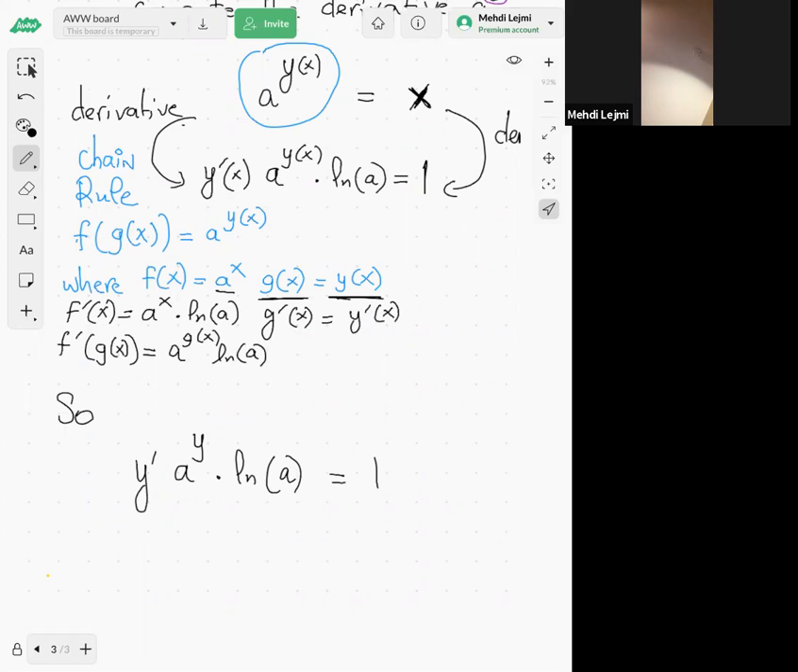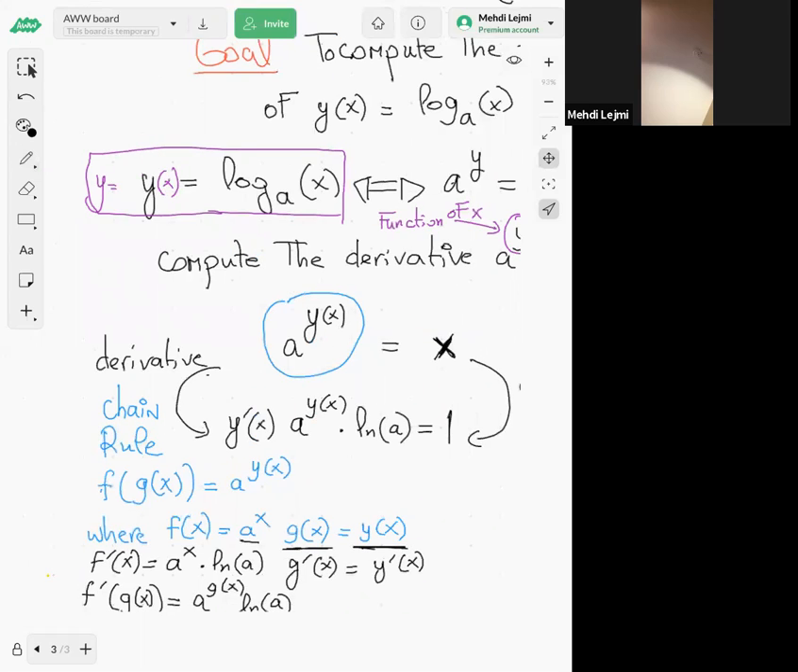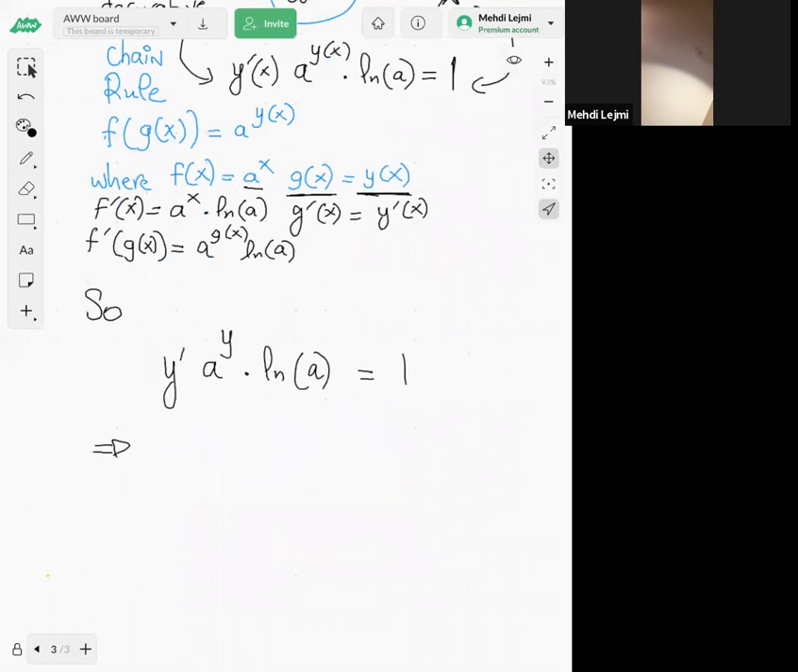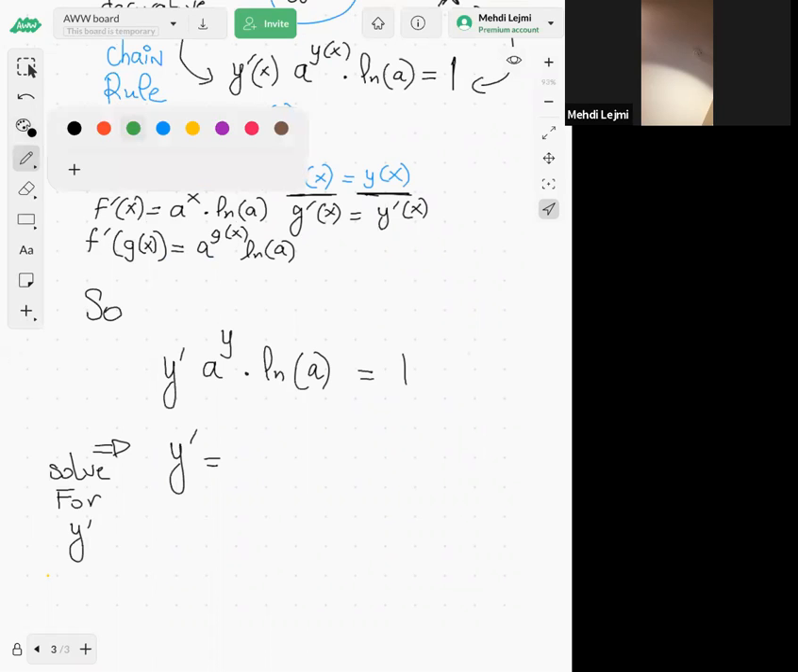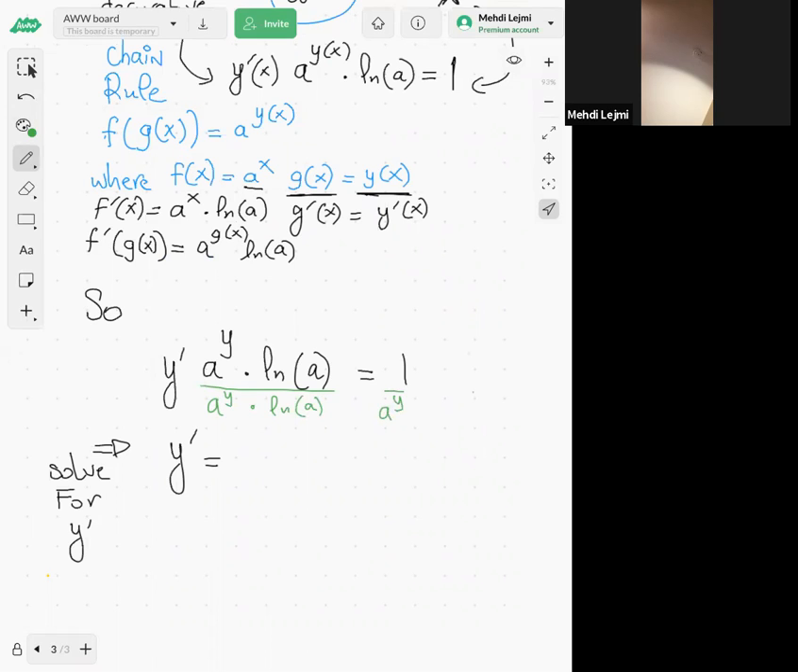Again, I want to compute the derivative of y. Remember, y was y of x, which was my log in base a of x, and I want to compute the derivative of log of x in base a. So y prime is the derivative I'm looking for. I'm gonna solve for y prime. So I'm gonna divide by a to the y times natural log of a on both sides.